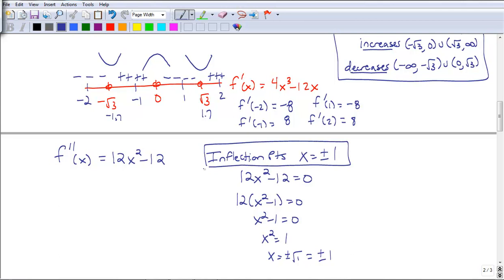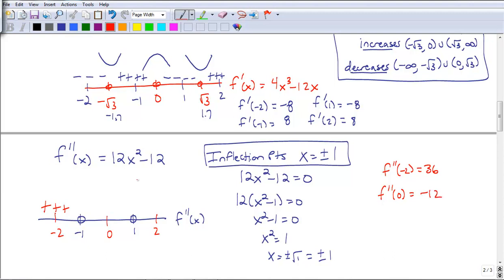And I can check the concavity by plugging in test points into the second derivative. Notice plus or minus 1 are my inflection points, and I'm going to test around them, so maybe negative 2, 0, and 2. And I'm plugging them into the second derivative. When I plug in a negative 2, I get 12 times negative 2 squared minus 12, and that's a positive 36. The second derivative is positive, so it's concave up.